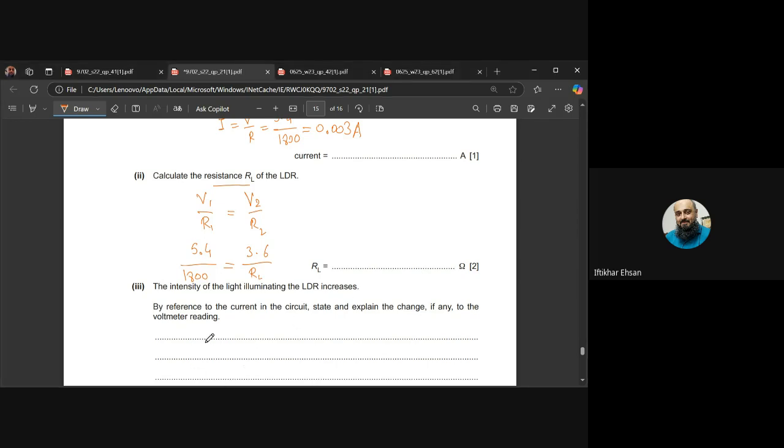Can you help me in finding it? 1200 ohms. 1200. Yes, sir. Okay, 1200.